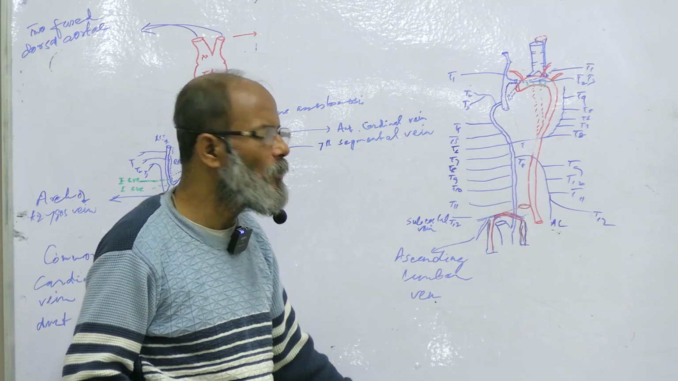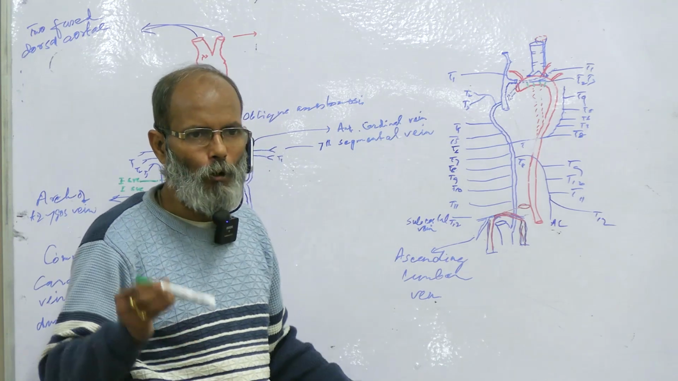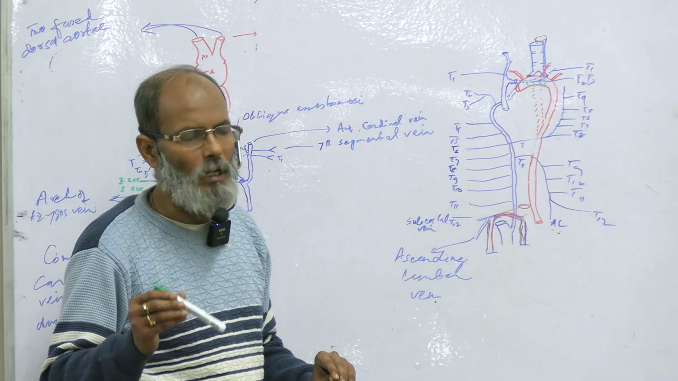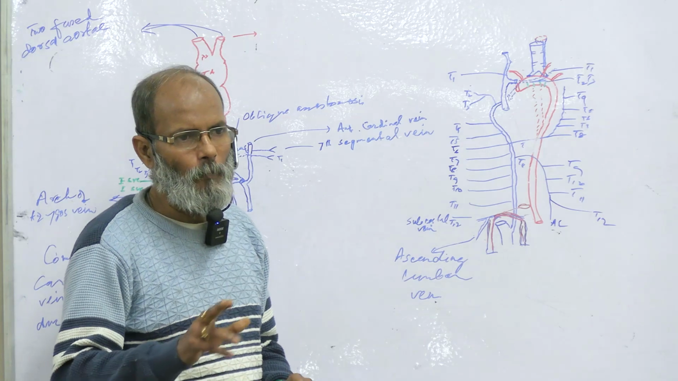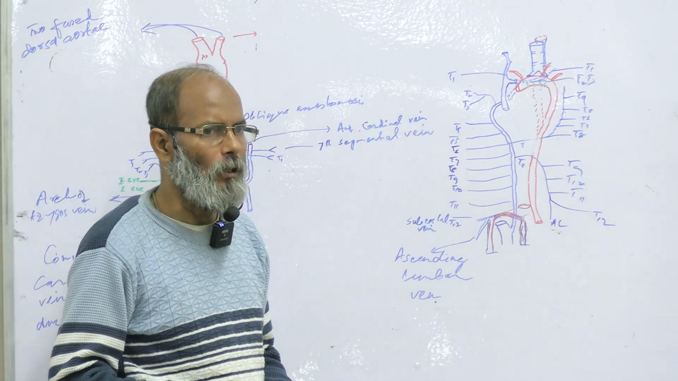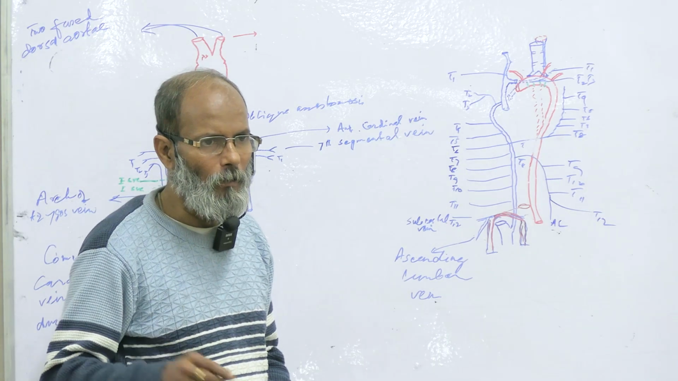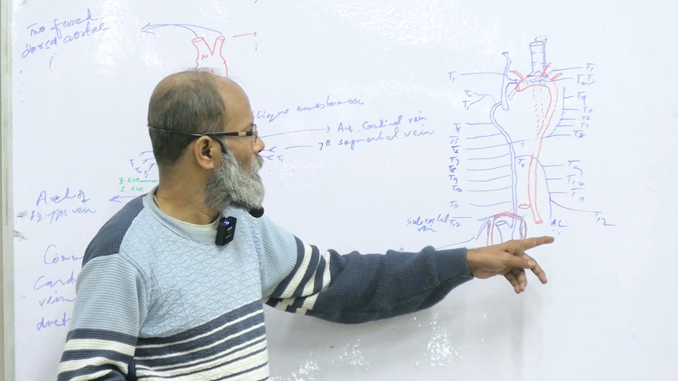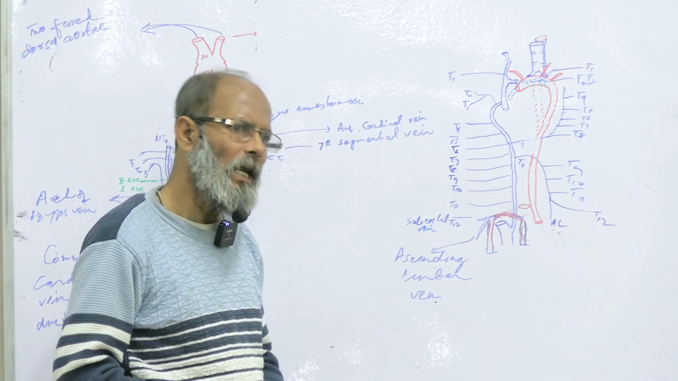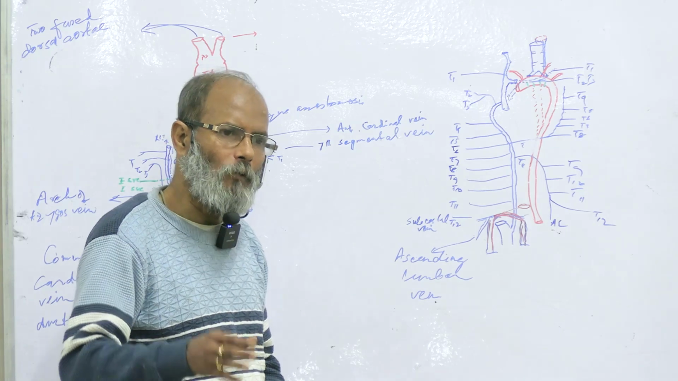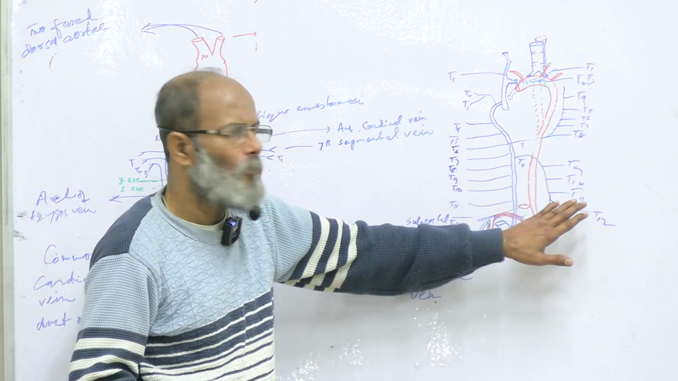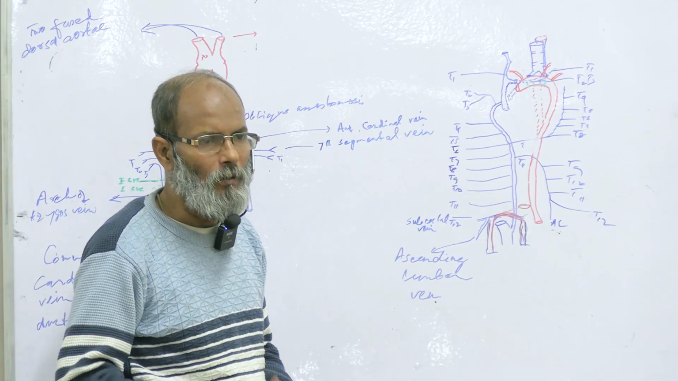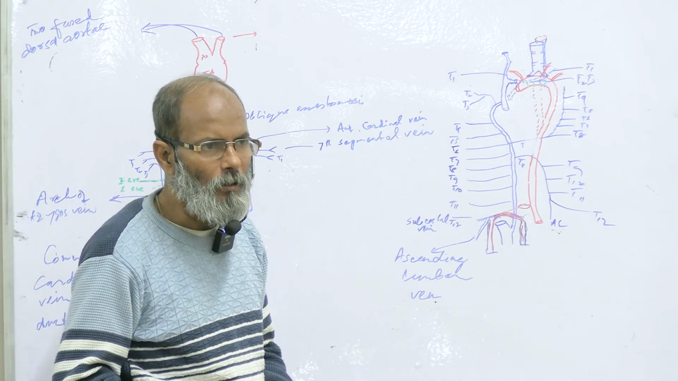Usually, the azygos vein starts with a common trunk. The azygos vein starts on the right side as a common trunk, joining the ascending lumbar and the subcostal vein. There is the T12 vein. All right. And on the left side, it may arise either from the same common trunk or even from the left renal vein.